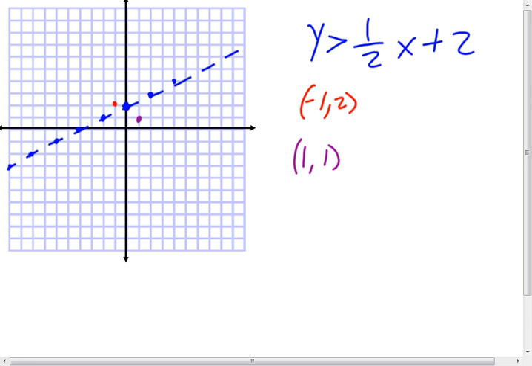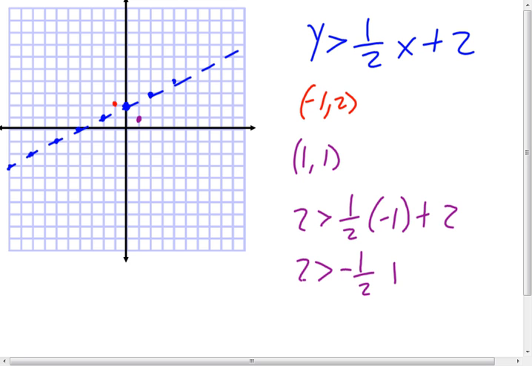So I would take both of these points and plug them in and see if I get a true statement. Only one of them is going to give me a true statement, and that would be the area that I shade. So let's do the red one first. That would be 2 is greater than 1/2 of -1 plus 2. 2 is greater than 1/2 of -1. That's -1/2 plus 2. 2 is greater than 2 minus 1/2, which would be what? 1 and 1/2. So that is a true statement.